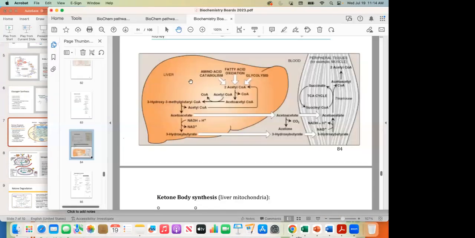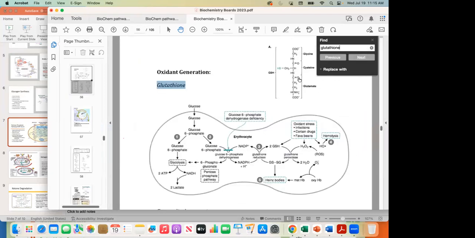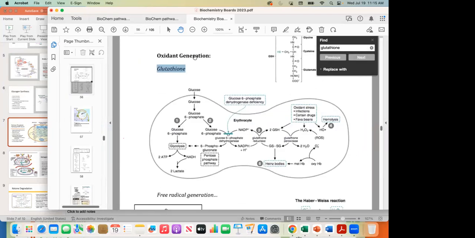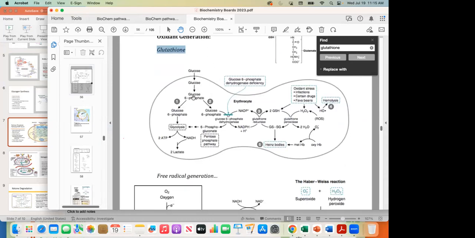So if we look here, I'll show you this. I think this will help you visualize glutathione. There we go. Okay. So glutathione in oxidant generation. In this process, we have glucose 6-phosphate going into glycolysis, and glucose 6-phosphate going through the pentose phosphate pathway. If we have glucose 6-phosphate dehydrogenase, we can generate NADPH as well as phosphogluconate through the pentose phosphate pathway.